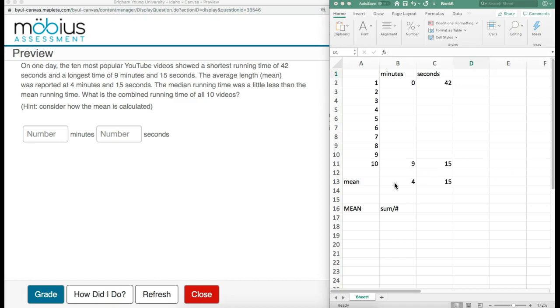I know that the mean is 4 minutes 15 seconds and that I know how the mean is calculated. The other thing I have in here is that the median running time is a little less than the mean running time. Because I have an even number of data points, the median is the average of the two middle numbers. So I'm going to put it here as both of them: 4 minutes, and a little less than the mean, so 4 minutes, I don't know, 13 seconds, something like that, just to give us an idea.